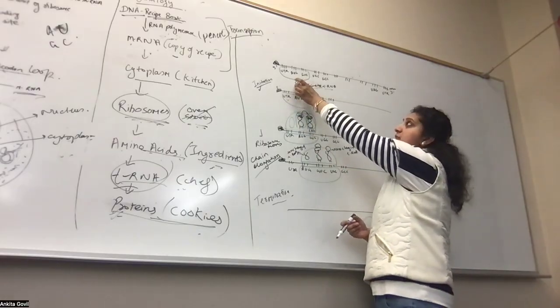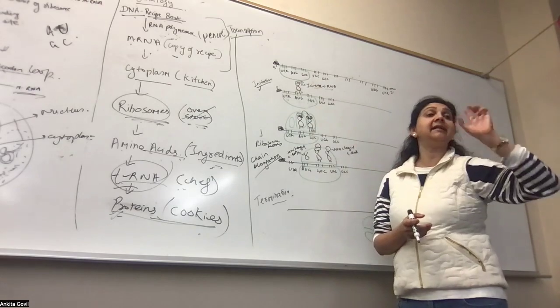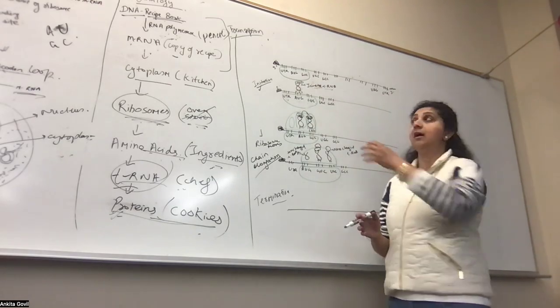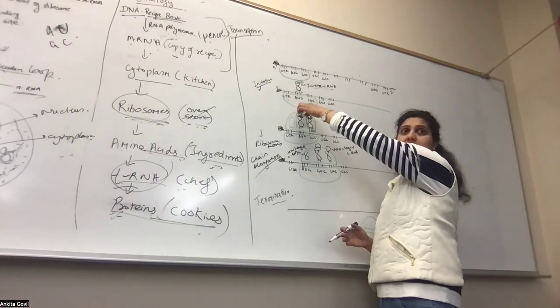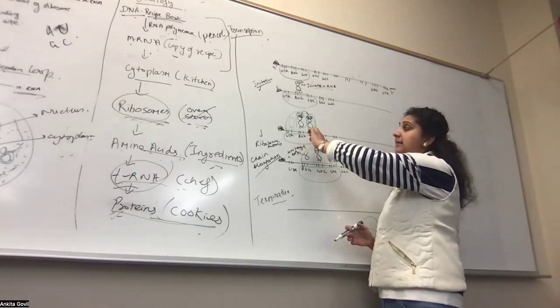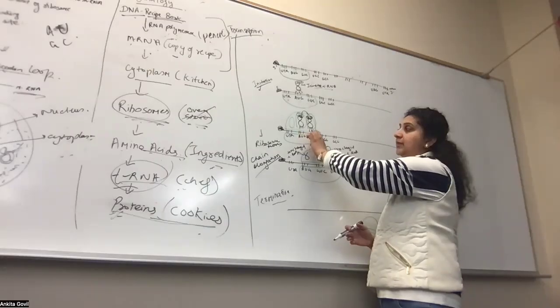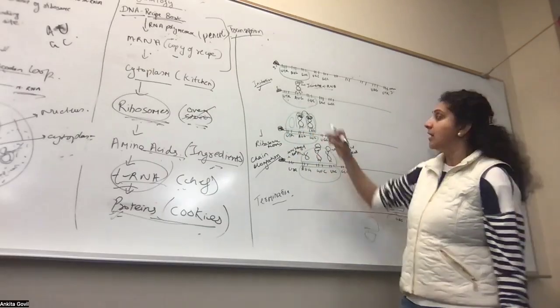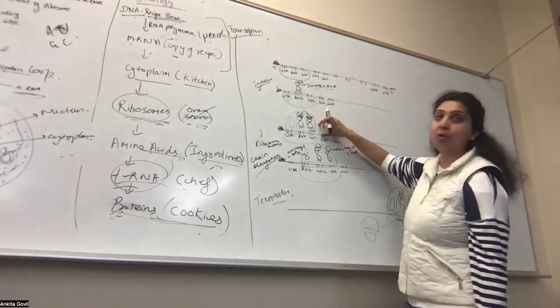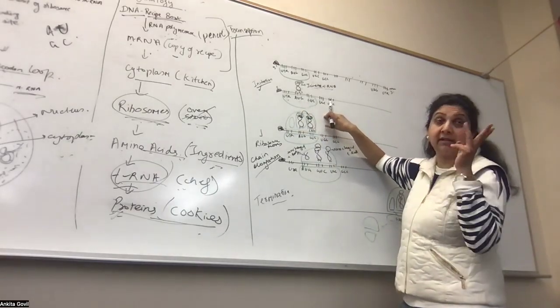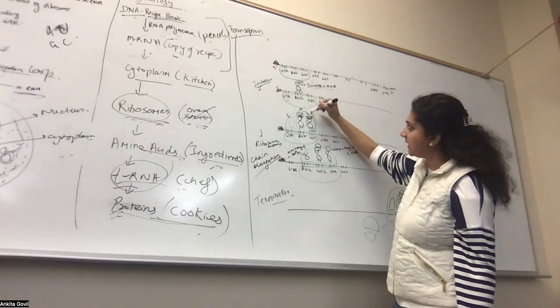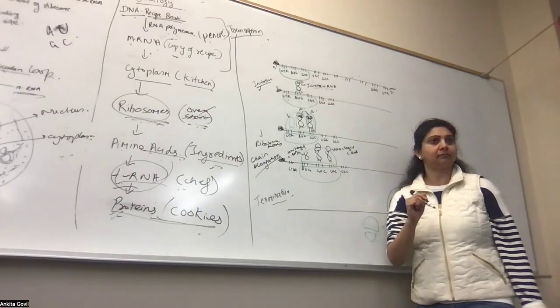Then the initiator tRNA, or the tRNA that starts the process of translation, which carries methionine, will come and attach to the start codon. Then the larger subunit of this ribosome will come and join. Okay? If you remember, there are 3 doors in the larger subunit. This is E, this is P, and this is A.